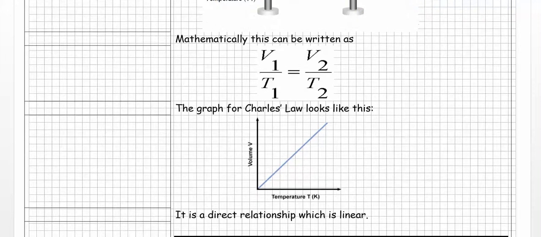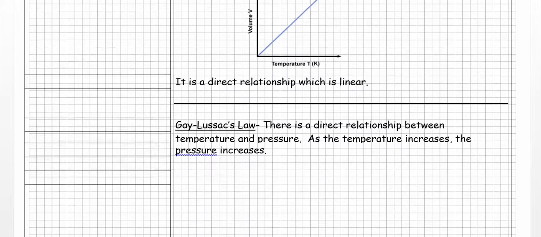We can look at that mathematically as V1 over T1 is equal to V2 over T2. Again, you're not going to have to remember the individual laws. You don't need to know Boyle's law, Charles's law, and Gay-Lussac's law individually. I'm going to show you a law in just a moment called the combined gas law that's going to pull all this together. But nonetheless, this relationship between volume and temperature is a direct relationship. As the temperature increases, the volume increases as well, assuming, of course, that pressure remains constant. So it's a direct relationship, a linear relationship.